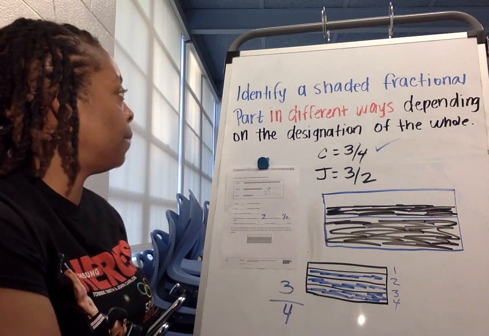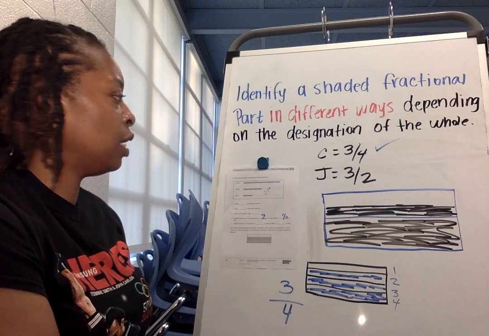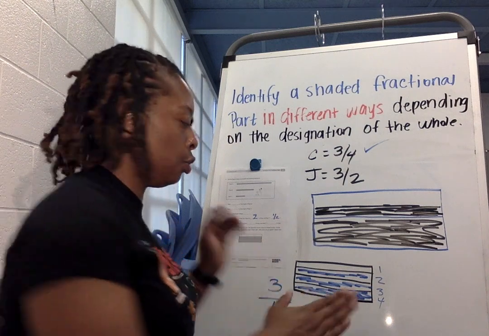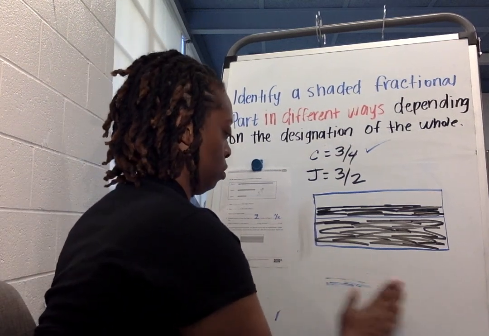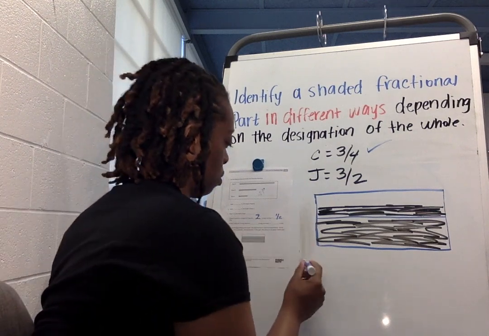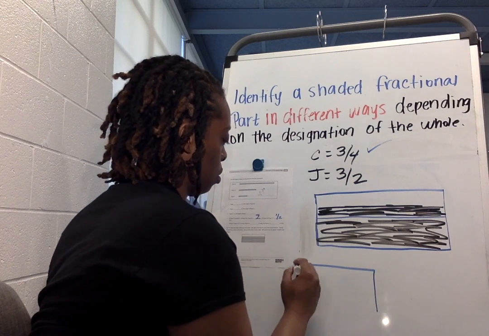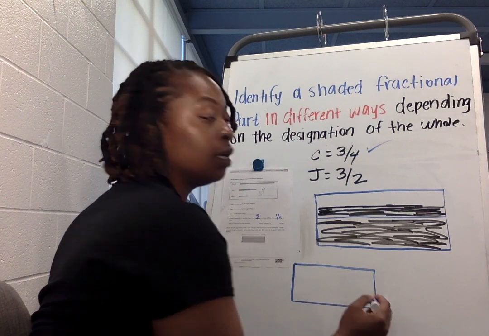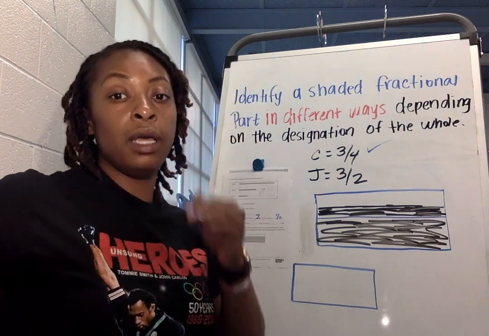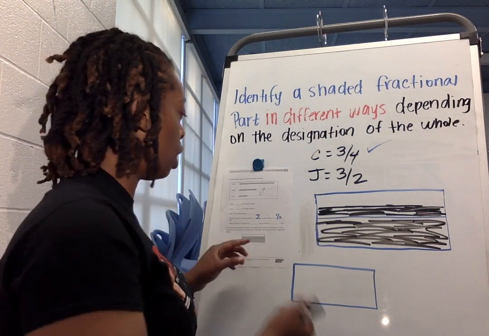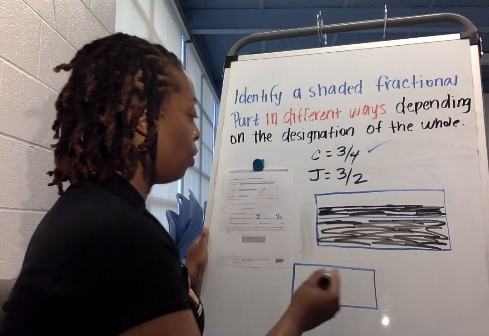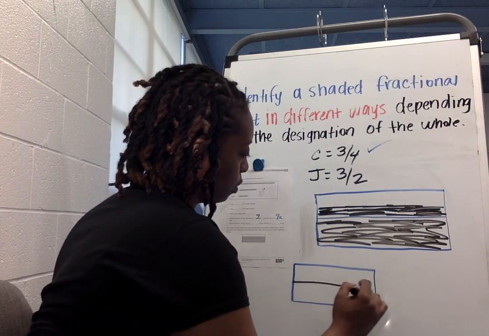Let's see about Janice's answer. She said 3/2. So I'm going to draw a new rectangle. And this is exactly how I want you all to work out word problems, especially when it comes to fractions, because it can become very tricky. So Janice said she believes it's 3/2. So how this is partitioned is here.